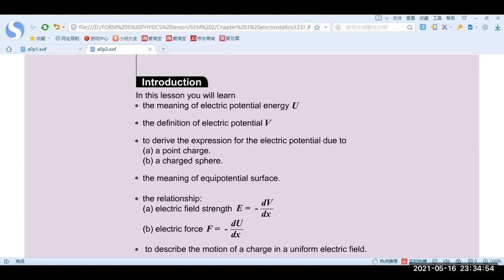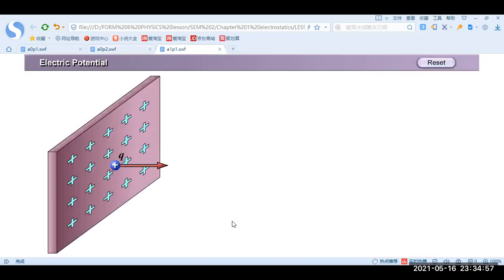Ladies and gentlemen, let's go to the next slide. Observe that there is a positive charge in the electric field where this plate is charged with positive charge. If the plate is positive, that means the electric field is directed away from it. So the direction of the electric field is to the right. And how about the positive charge? When the positive charge is in the electric field, it will move away from the positive plate.